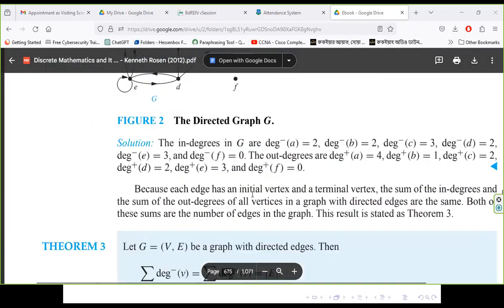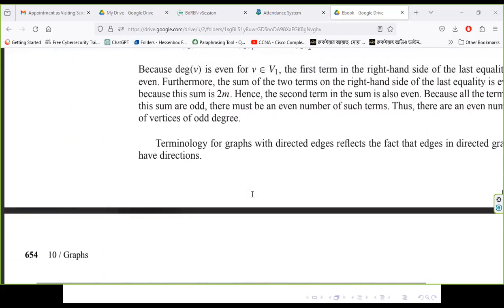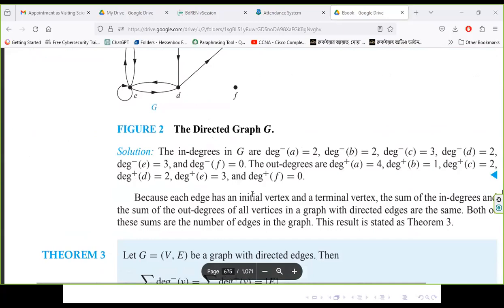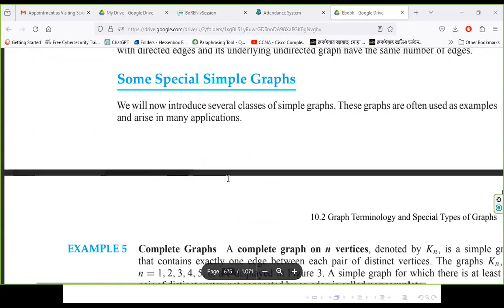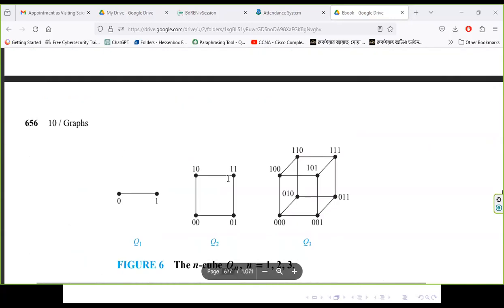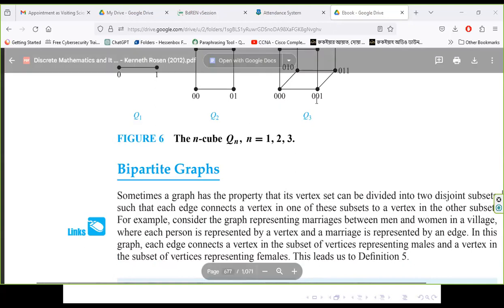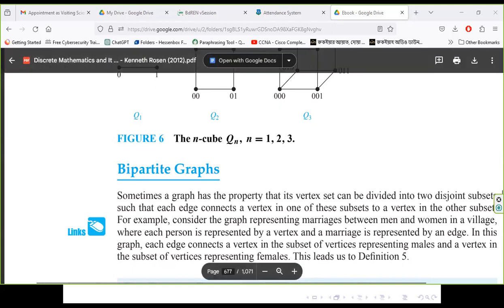So today we discussed the handshaking theorem, then in-degrees, out-degrees, then some simple graphs and how to draw these simple graphs. We learned this in today's class. So do you have any confusion or any kind of question regarding today's lecture? No, sir. Everyone, do you understand? Yes, sir. Okay. So I'm just stopping the recording.